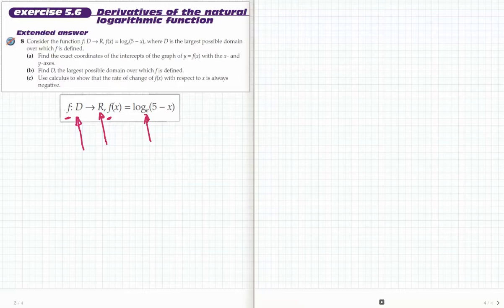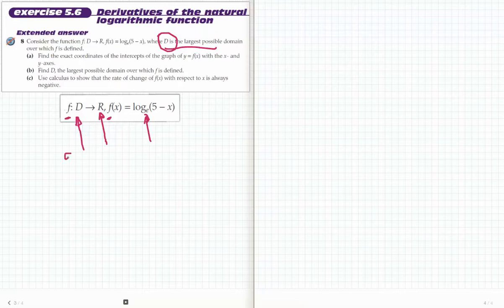Now this function is given to us in function notation, and we're told that D is the largest possible domain. So D represents the domain, but I don't know what that value is. Remembering that f is the name of the function, and it's about f of x. If it was h, then this would be h of x. If it was s, then this would be s of x over here.